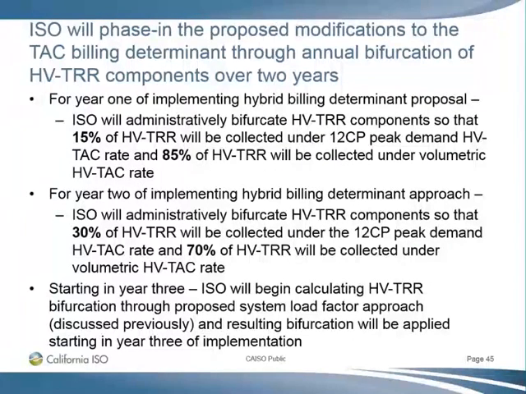The ISO is proposing that we would do this administrative bifurcation of the TRR, where in the first year, 15% of the TRR is collected under the 12 CP demand component of the TAC rate itself, and then 85% under the volumetric. For the second year, we would do 30% under the peak demand rate and 70% under the volumetric rate. And then in year 3, we would implement the full calculation proposal.